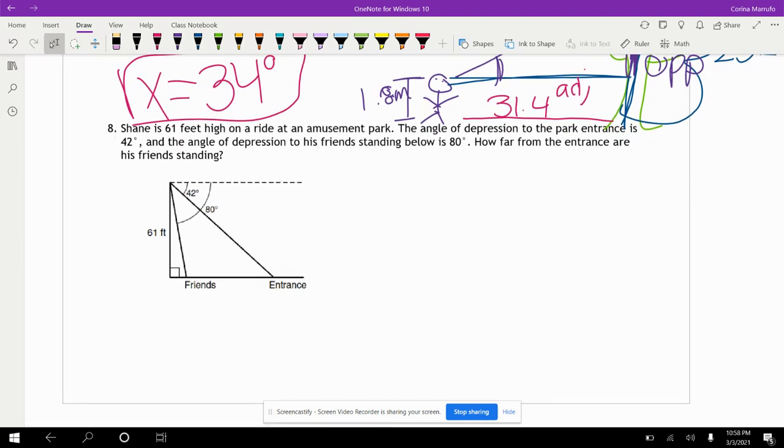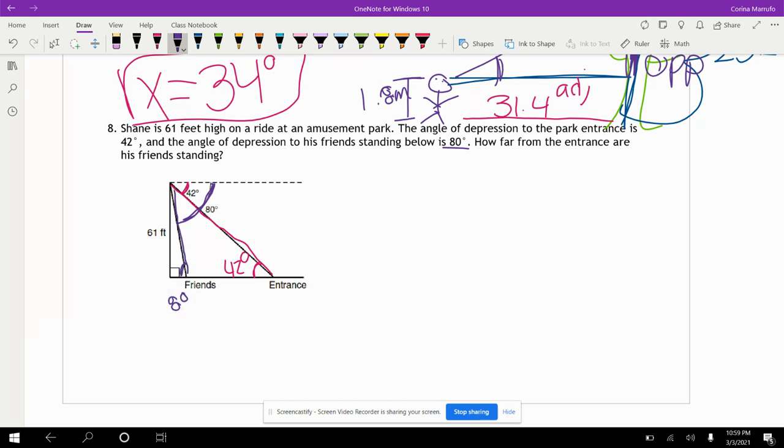Okay, the last one says Shane is 61 feet high on a ride in an amusement park. The angle of depression to the park entrance is 42. So remember, if it comes along this line, then I follow it along this one, and that means this angle in here is also 42 degrees. The angle of depression to his friend standing below is 80 degrees. So from here all the way to here is 80 degrees, which means when I follow along this line, this angle right there is 80 degrees.